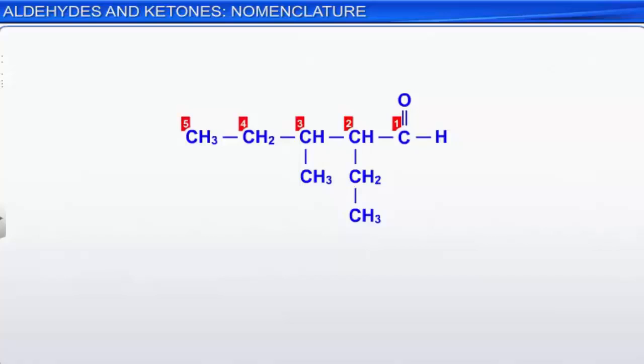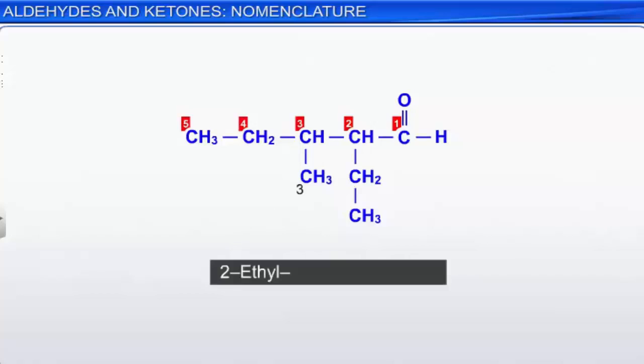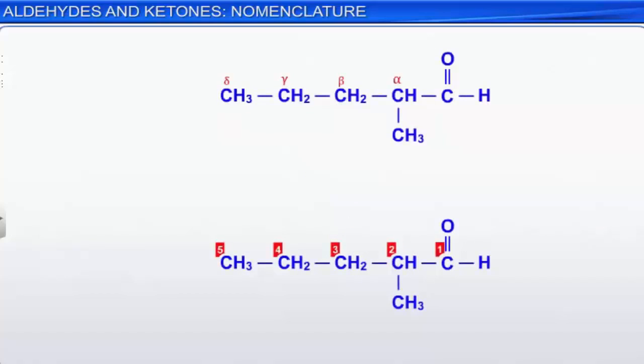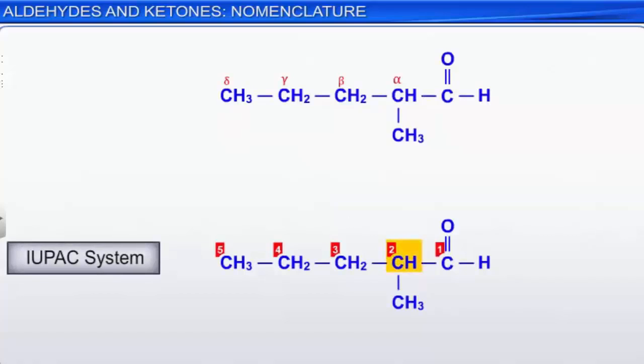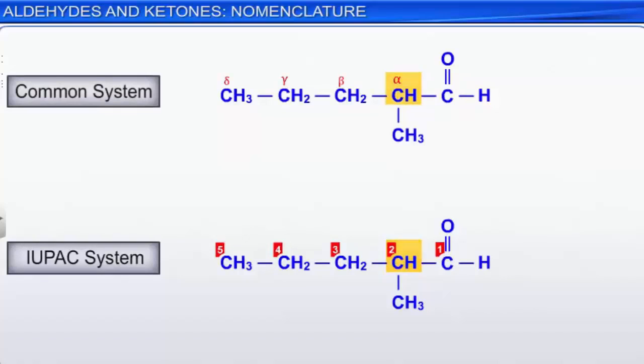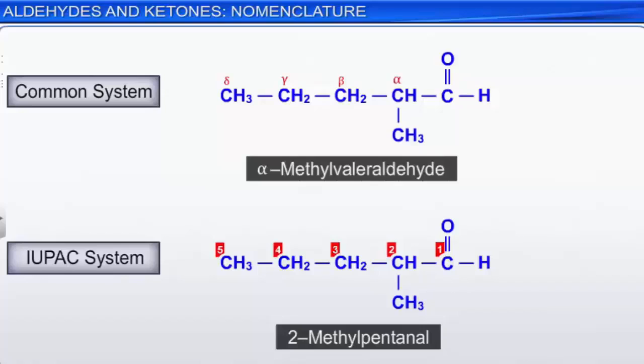It must be noted that the C2 of the IUPAC name corresponds to the alpha of the common name. For example, the compound shown here bears the IUPAC name of 2-methylpentanal, while its common name is alpha-methylvaleraldehyde.